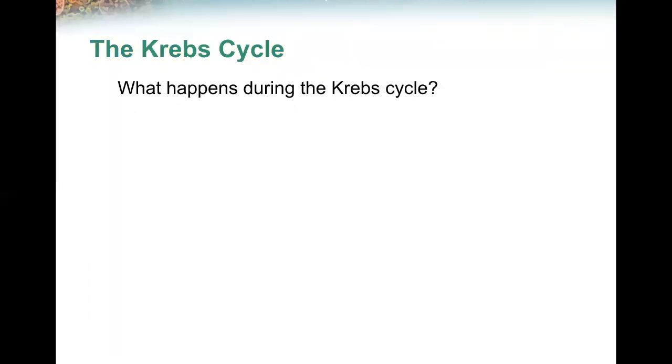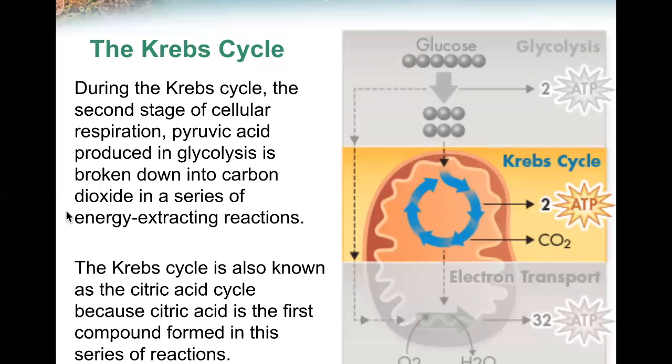What happens during the Krebs cycle, the second stage of 3 of cellular respiration? During the Krebs cycle, pyruvic acid produced in glycolysis is broken down into carbon dioxide in a series of energy extracting reactions. The Krebs cycle is also known as the citric acid cycle because citric acid is the first compound formed in this series of reactions. So it's a complex series of reactions we'll walk through. The net result is 2 ATP and carbon dioxide.